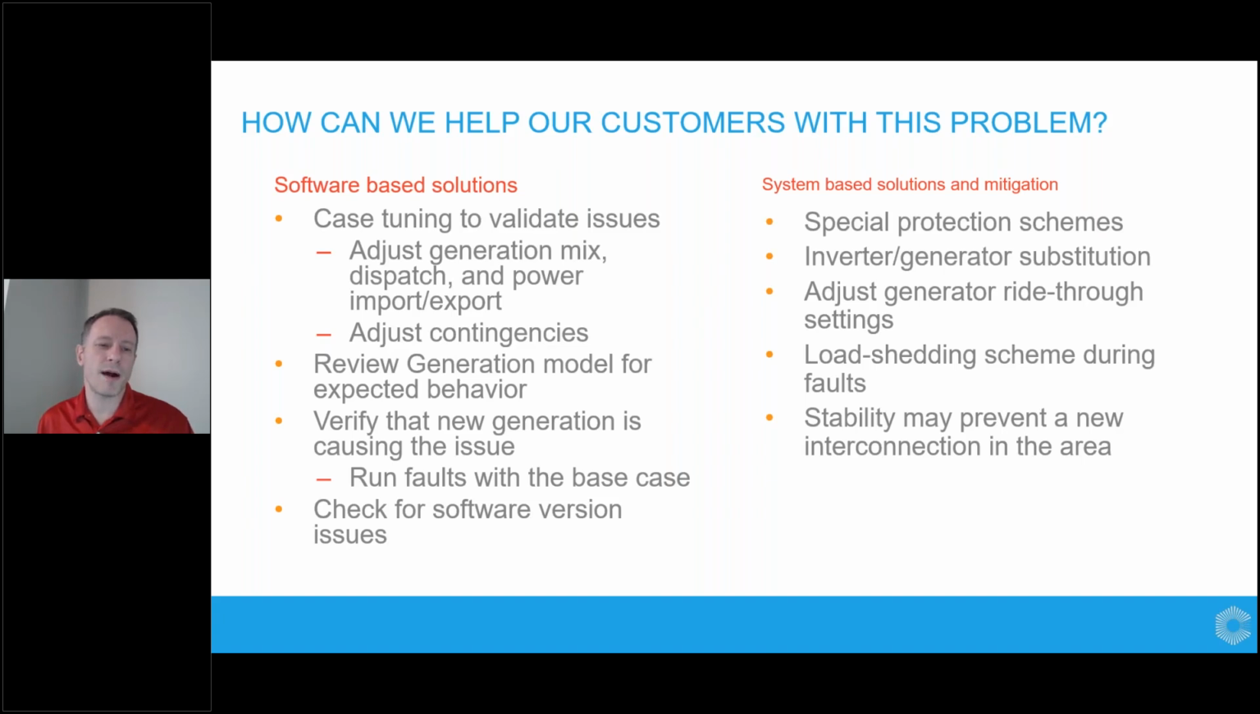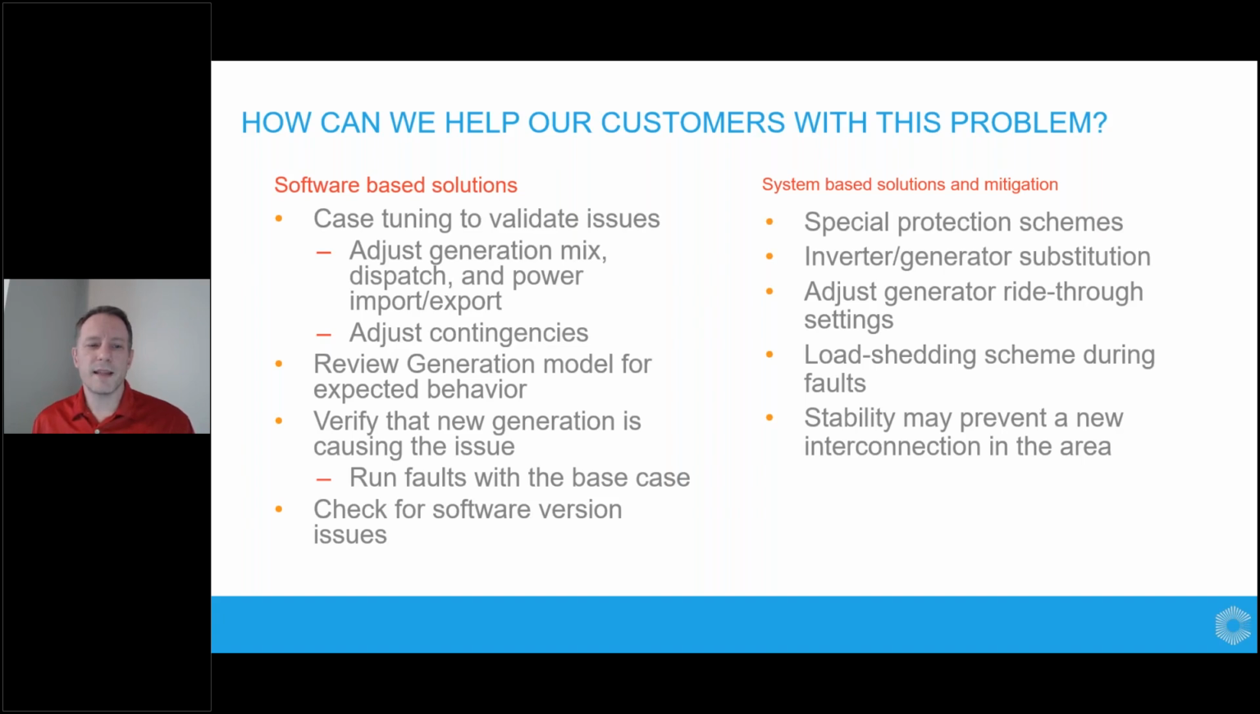If you find a problem with the larger utility model, you can roll it back to just the smaller model with only that generator to see if it's behaving there, because sometimes it might just interact poorly with other generators and it may not even be that generator's fault. Once you verify that the generation is actually what's causing the issue, you can run faults with the base case and not faulted. That's another thing you can do to make sure it's running flat. Sometimes there can be software version issues, so we could try this in a different version of the software or a different software.